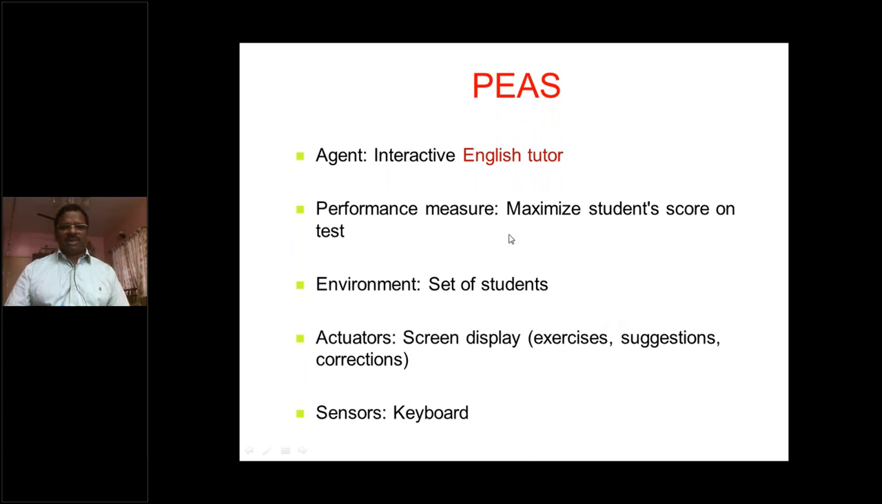For example, if you consider an English tutor, P means maximize the students' score, E is the set of students, actuators are a screen display, and sensors are the keyboard.